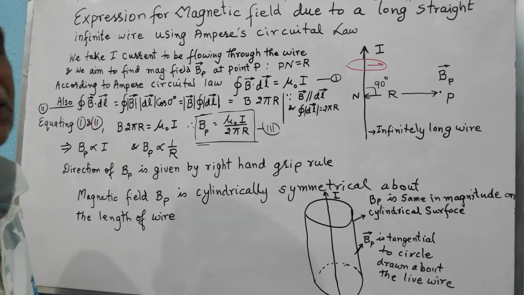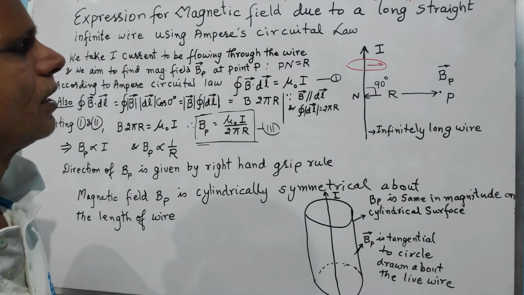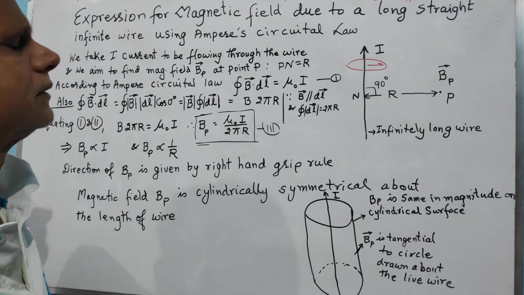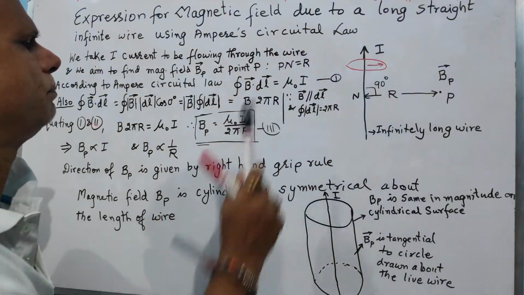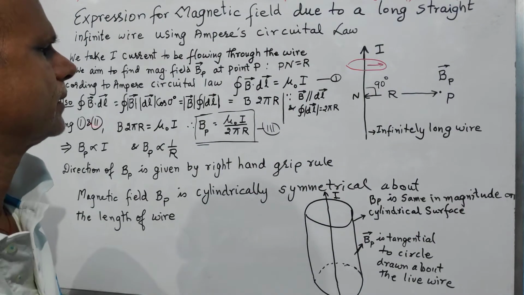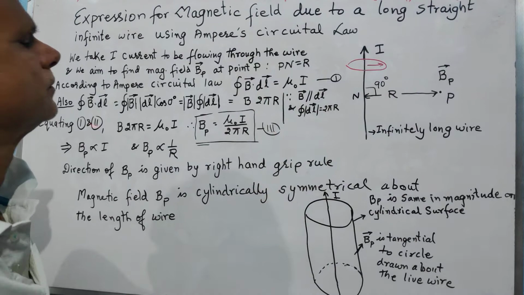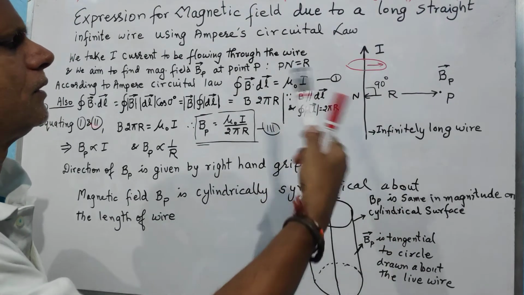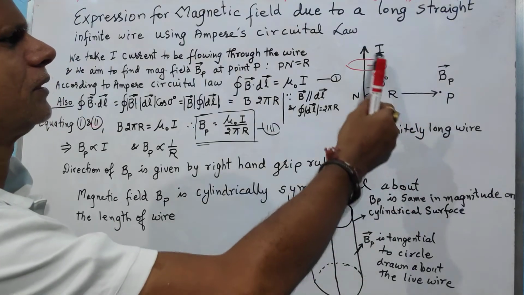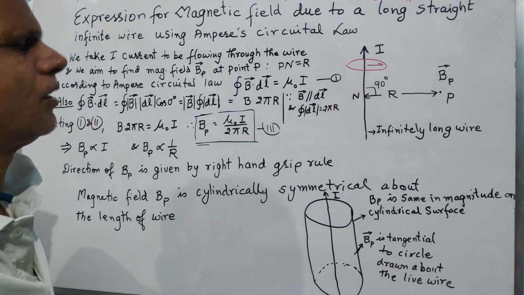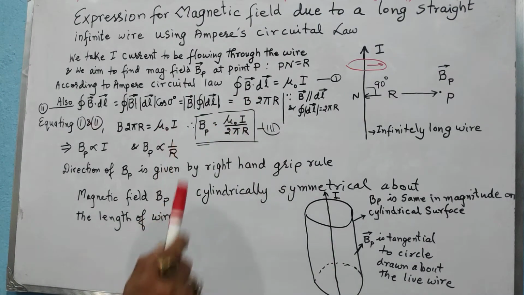Now one question I am leaving for you for the time being: how do we take the magnetic field at this point P to be constant, and the magnitude of the magnetic field at all the points on the Amperian loop to be constant? We will discuss it shortly, but for the time being I am leaving it.